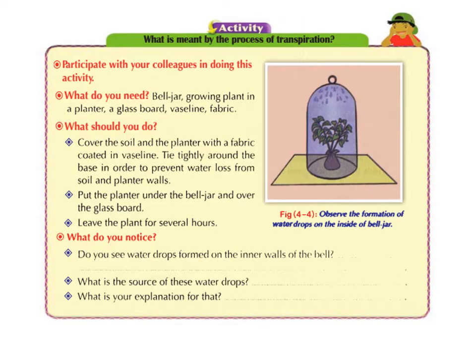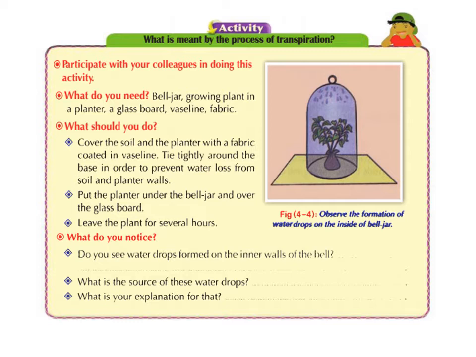Now, let's do an experiment. Bring a green plant and cover its soil with Vaseline and fabric, like plastic. Place the plant under a glass bell jar. Leave the plant for several hours, then record your observation. You will observe drops of water appeared on the inner surface of the glass jar. The only explanation for this is that water vapor was produced, then this water vapor condensed into water drops.